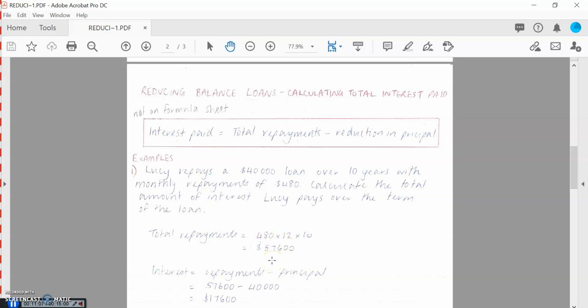She's paid back extra because we know when we repay loans, we have to pay back the principal that we borrow and we have to pay back the interest charge as well. So the interest is going to be her repayments minus the principal because she's fully repaid this loan. So her reduction in principal is the whole $40,000 since she now owes nothing on the loan. So $57,600 minus the $40,000, her interest is $17,600.